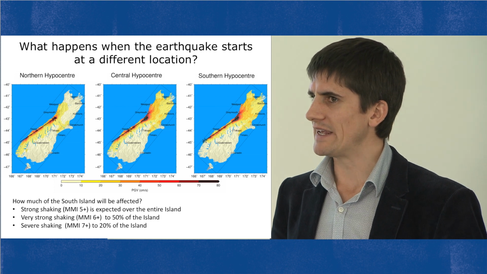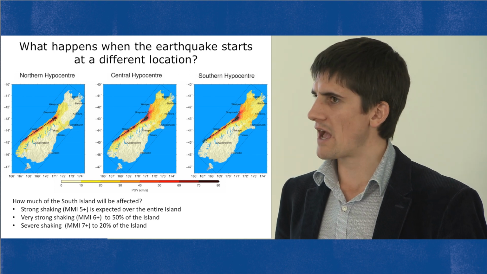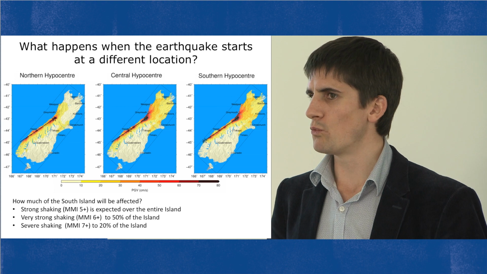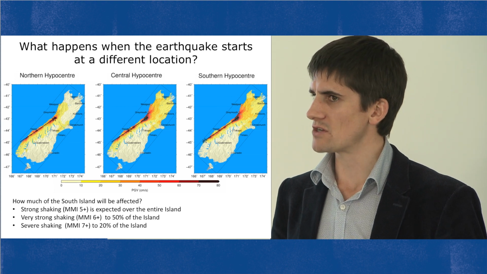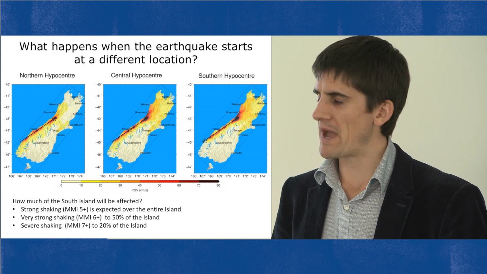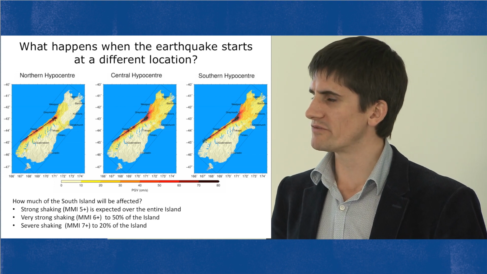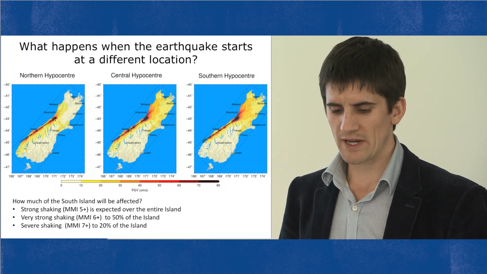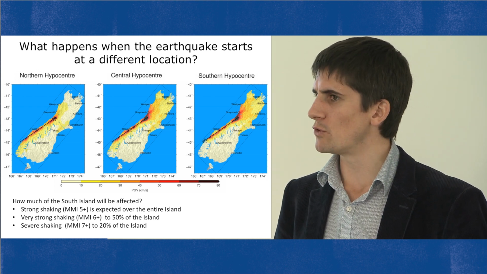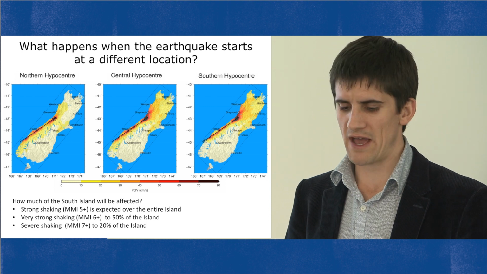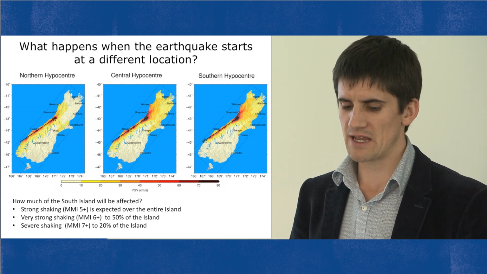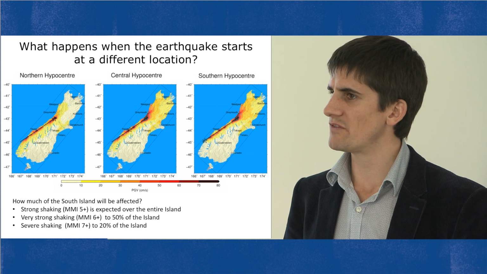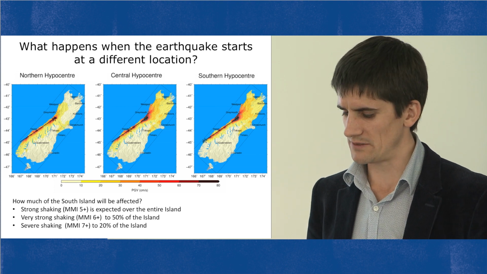The other thing to highlight again is the fact that a large earthquake on the Alpine Fault will cause ground shaking that affects the entire South Island, and so some basic indications is that we expect MMI, or modified Mercalli intensity shaking, of 5 and above for the entire island. We expect very strong shaking, or MMI 6 and above, for about 50% of the island, and severe shaking, MMI 7 and above, for about 20% of the island.